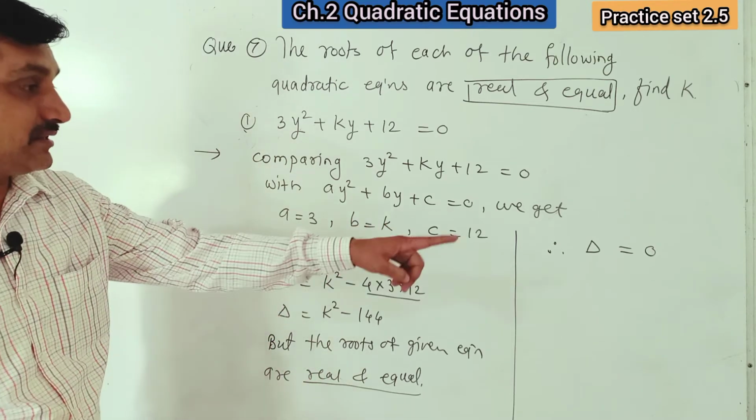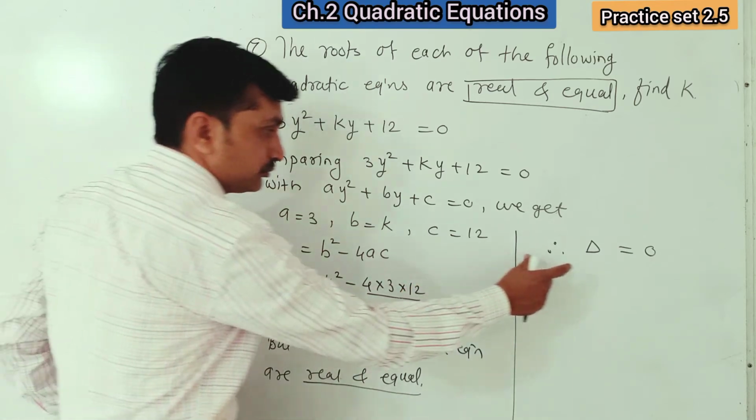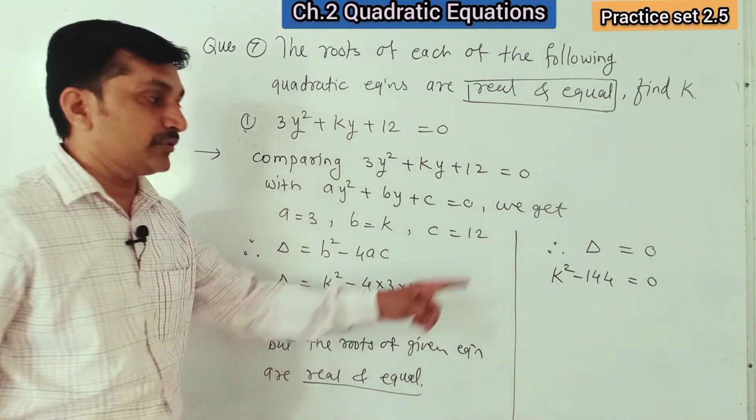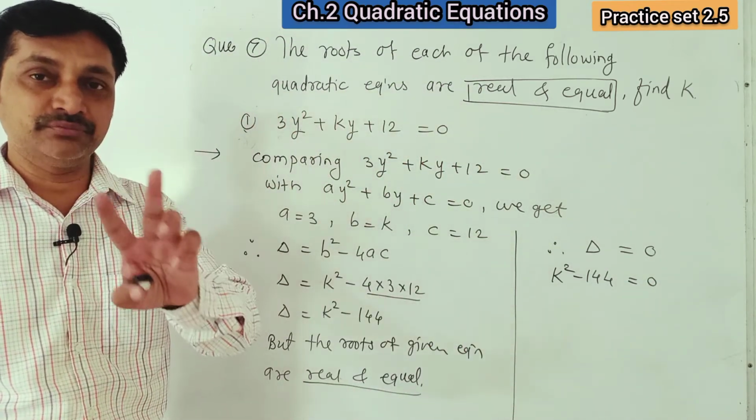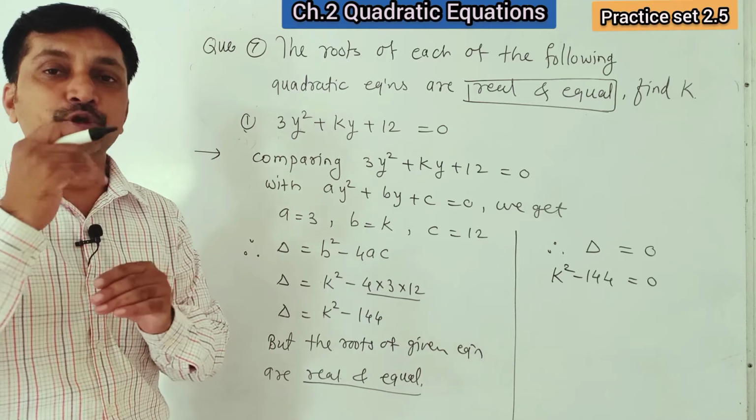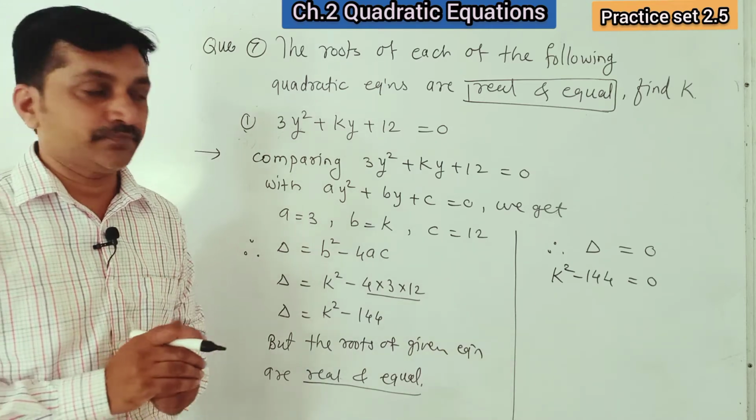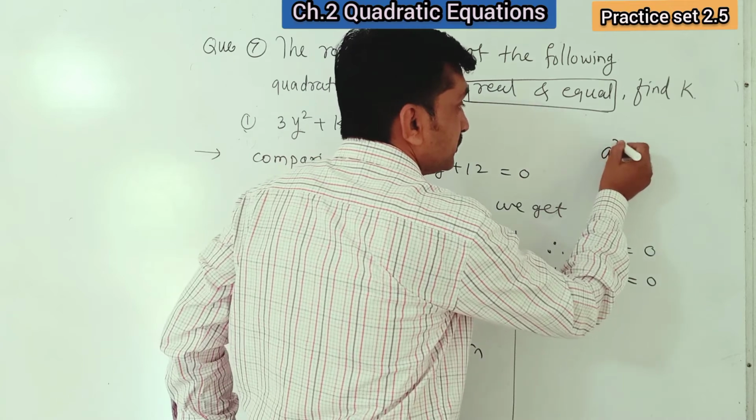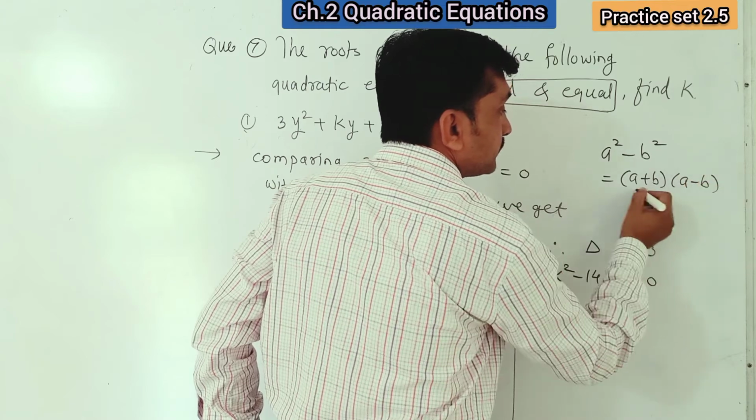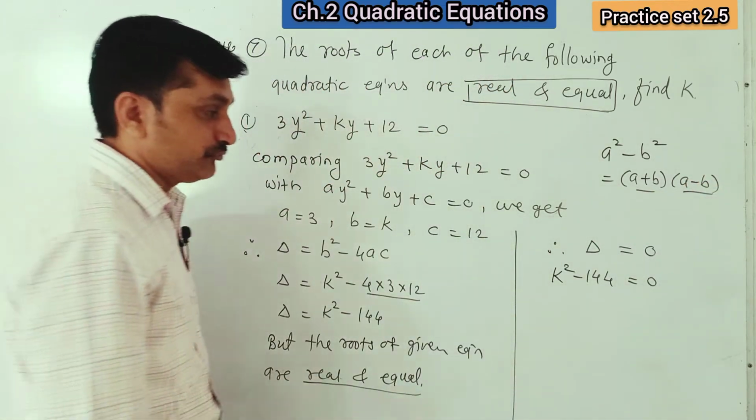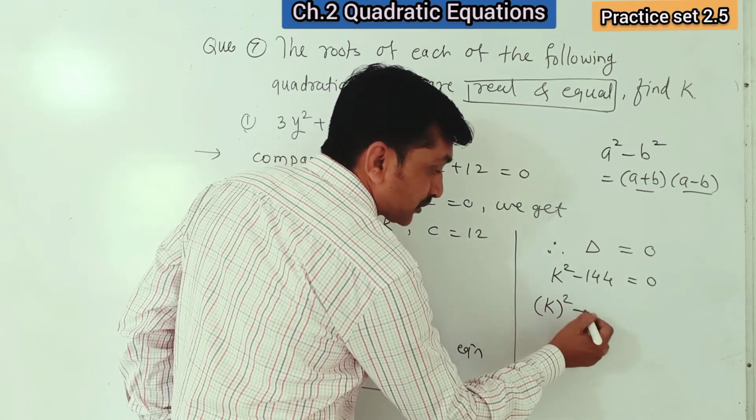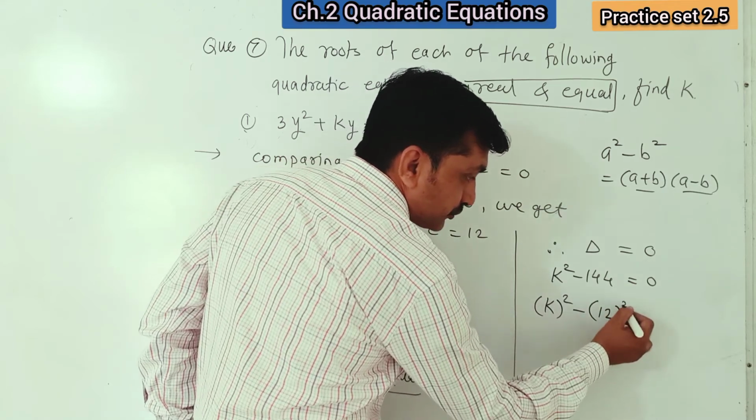Because roots are real and equal, and as delta is equal to 0, put the value of delta here: k square minus 144 is equal to 0. Now there are two terms, a binomial, so we take common if possible. If we cannot take common, then use the difference formula, a square minus b square is equal to a plus b, a minus b. For that, write both in square form: k, bracket square, square root of 144, 12, bracket square, is equal to 0.